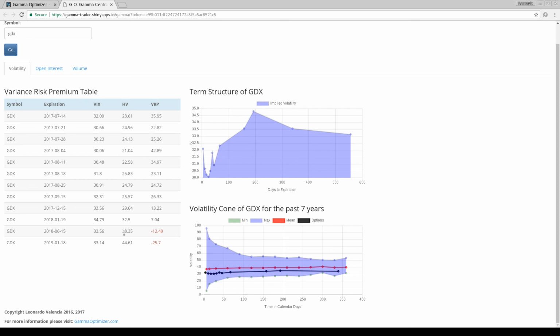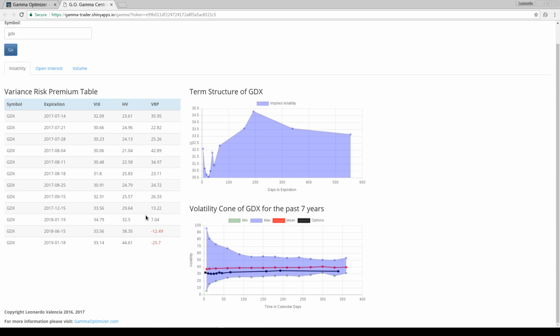For the equivalent period, which is almost 1 year out, we have seen in GDX a realized volatility of 38.35, but the options are only charging you 33. They are giving you a discount, and not because they are nice and want to give you money. They are giving you a discount just because they don't expect GDX to be as volatile as it has been in the past 1 year.